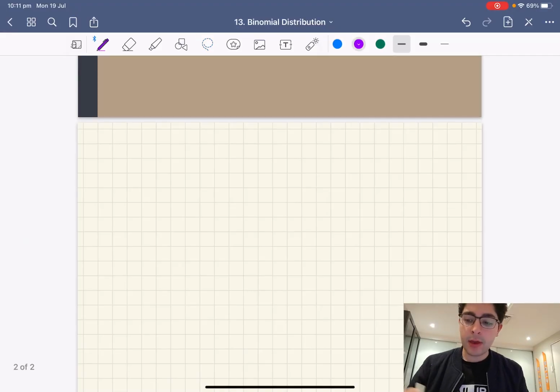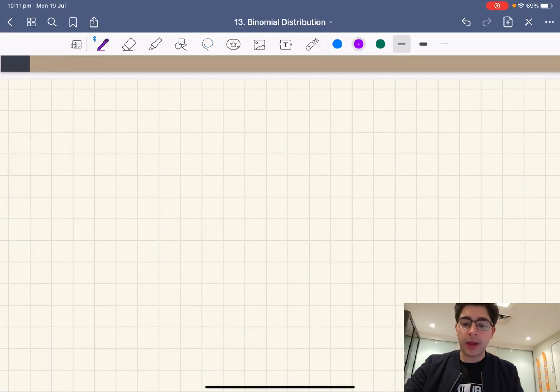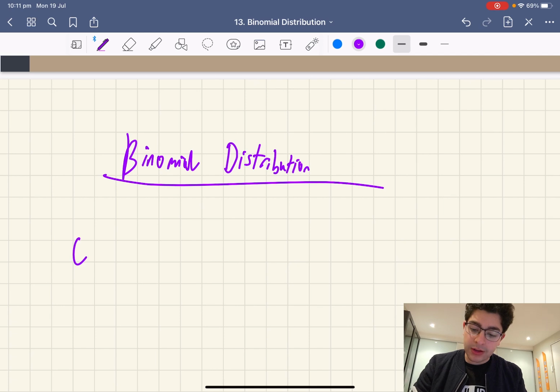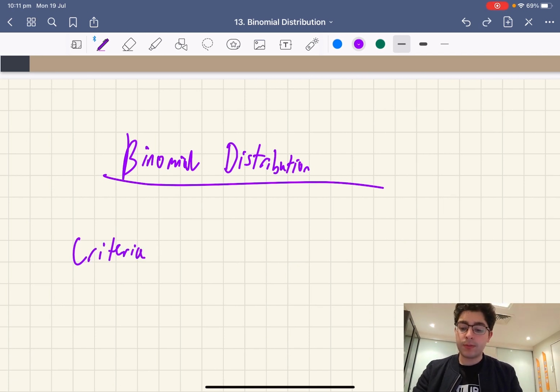Hi everyone. What I'm going to be covering today is the binomial distribution. This is a specific situation where we have a few things, a set number of trials. Well, first of all, before I do that, I'm going to write down the binomial distribution criteria. That's the main thing. We're looking at the criteria for us to be looking at a binomial distribution.